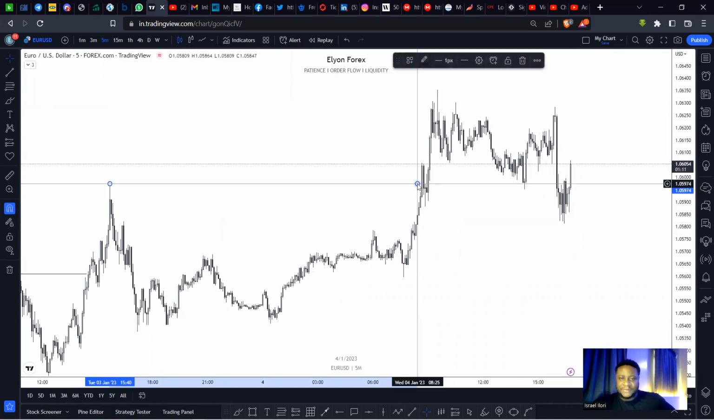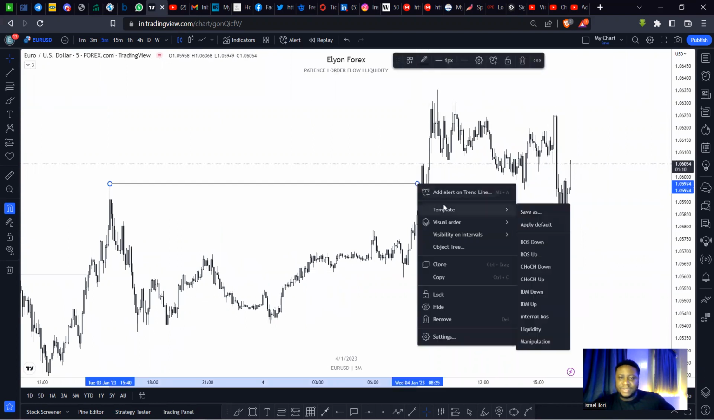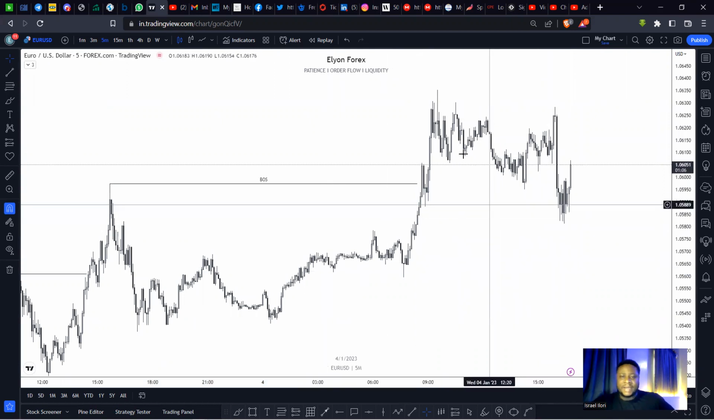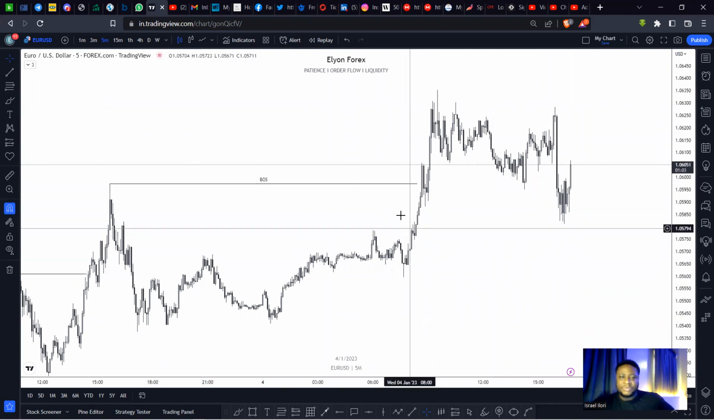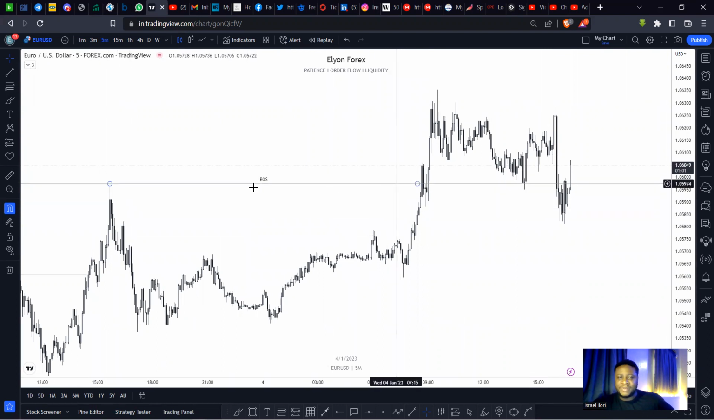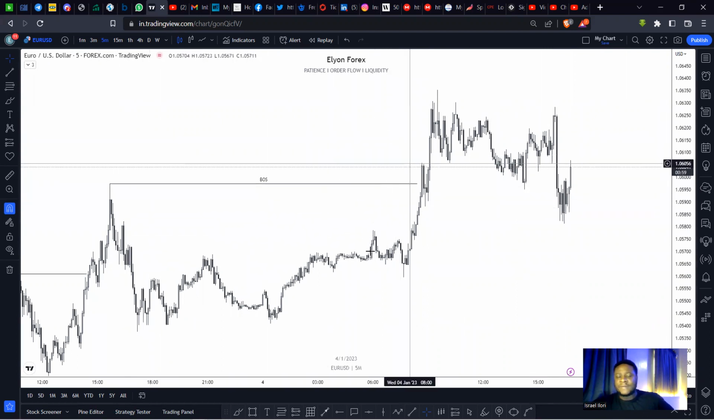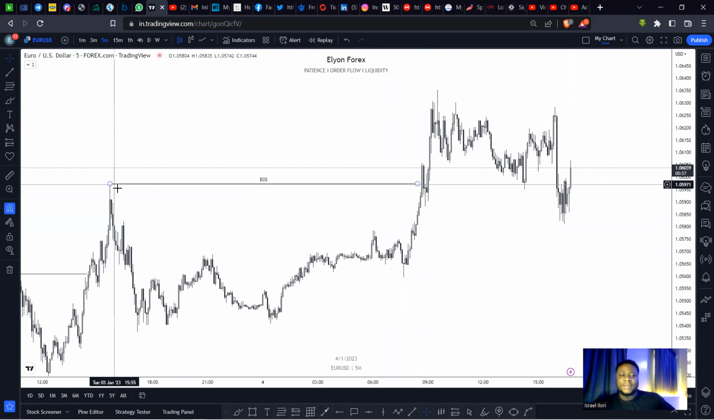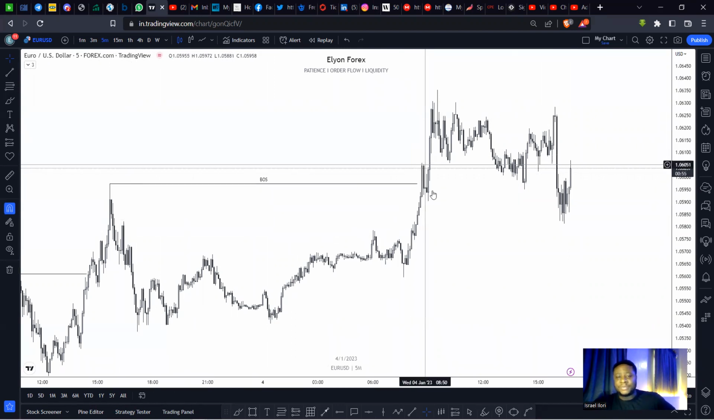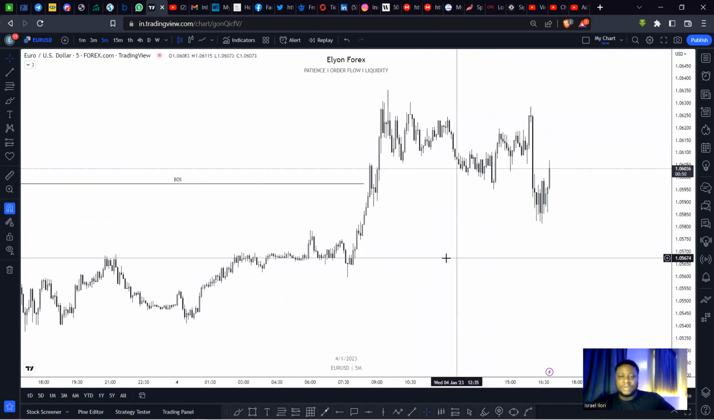You will see that on the 5 minutes, we had broken this high. And after breaking this high, we took out external liquidity. Remember, in a bullish order flow, in a bullish trend, I want to see the market take out external liquidity as a break of structure. And after taking out external liquidity, I want to see the market retrace back down to take out internal liquidity.